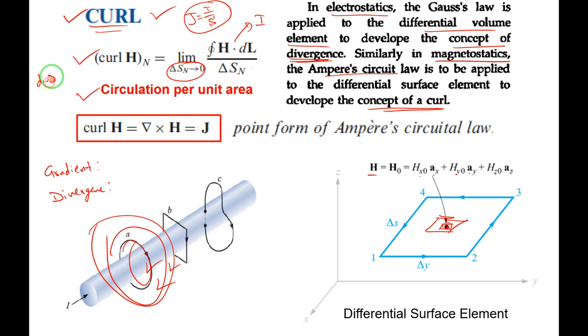Divergence of D, we have written as del dot D. Here, curl of H we will take as del cross H. Del is a vector operator, H is also a vector quantity. So the cross product del cross H is equal to J. This quantity is nothing but J.